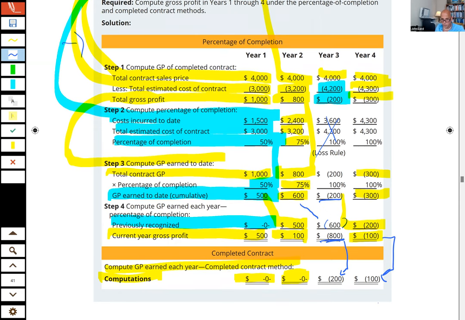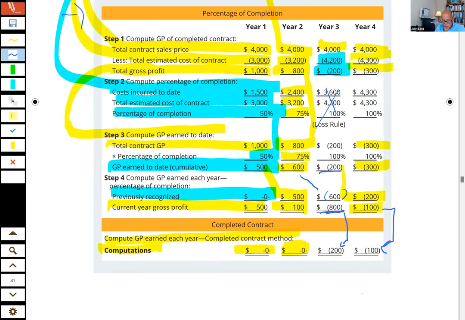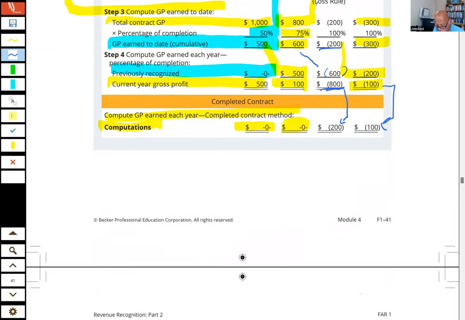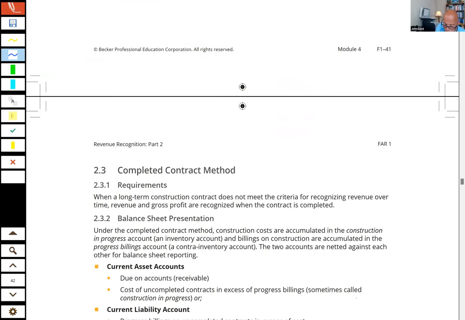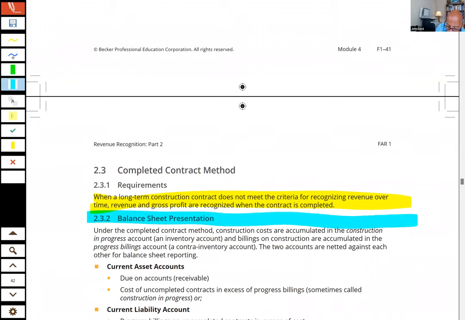Question. Now under the completed contract method, we are not going to take any profit on this contract until we are completely done. The balance sheet presentation, guys, you can write in there, is the same as percentage of completion.